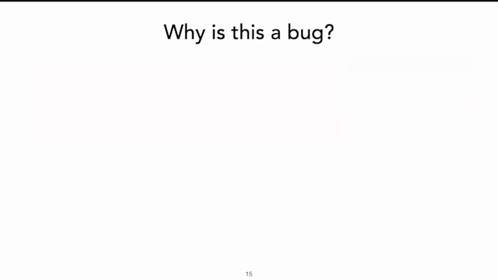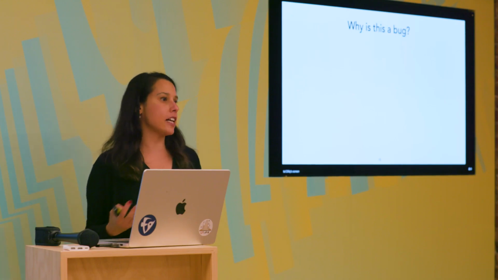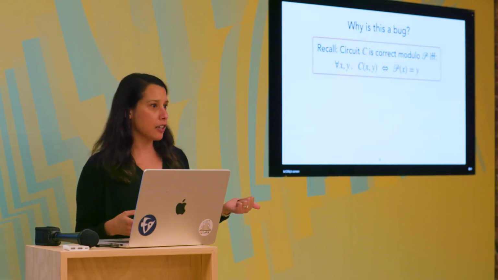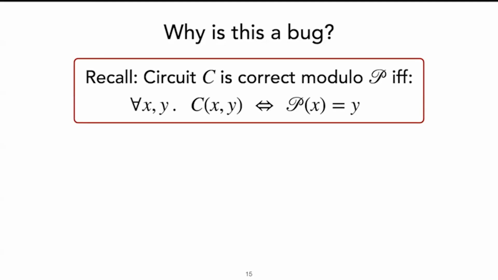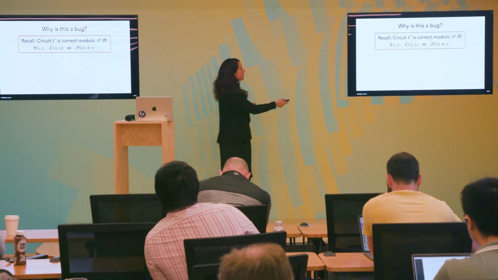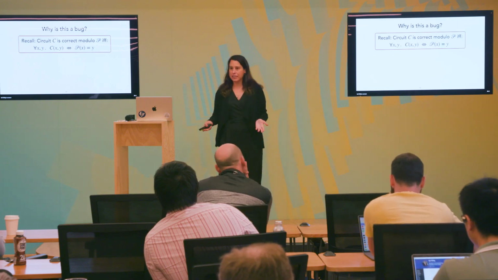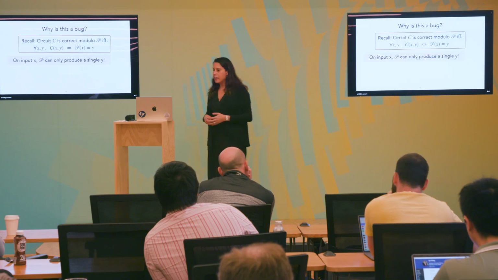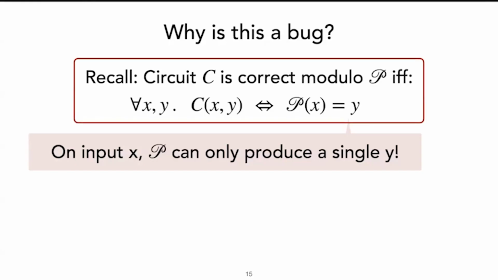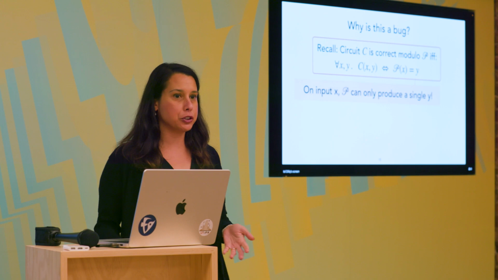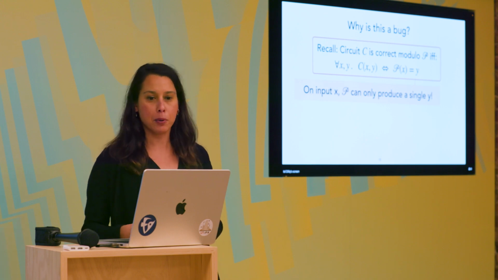Now before we continue, let's pause here a second and think about why, if a circuit is under-constrained, that's likely to be a bug. So recall our definition of equivalence: C of X, Y should evaluate to true if and only if P of X is equal to Y. And this computation P that we're interested in is typically some deterministic computation, right? So basically, that means on a given input X, P can only produce a single Y. It shouldn't produce two distinct outputs, Y and Y prime.